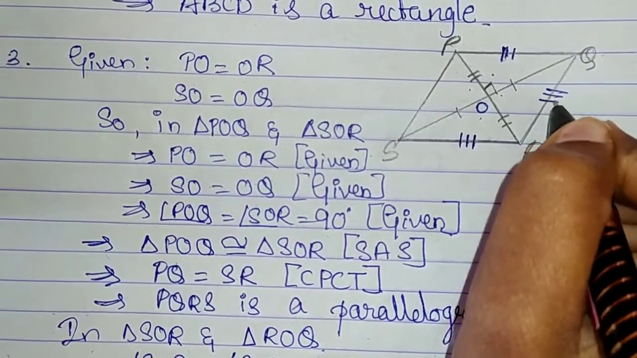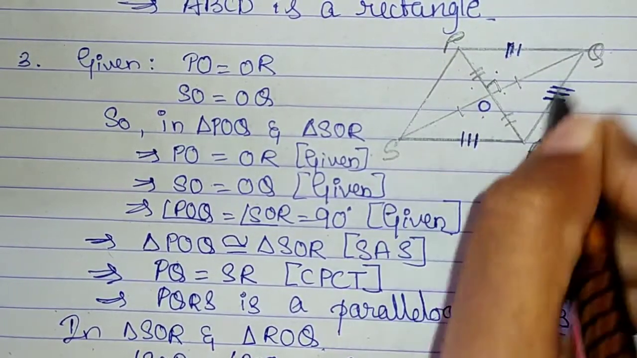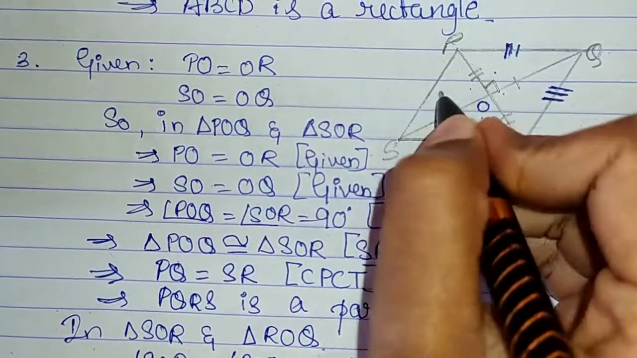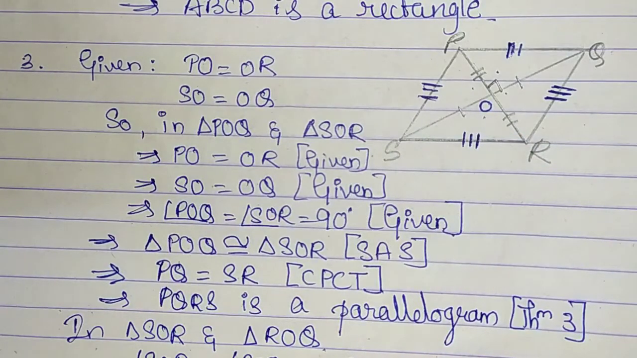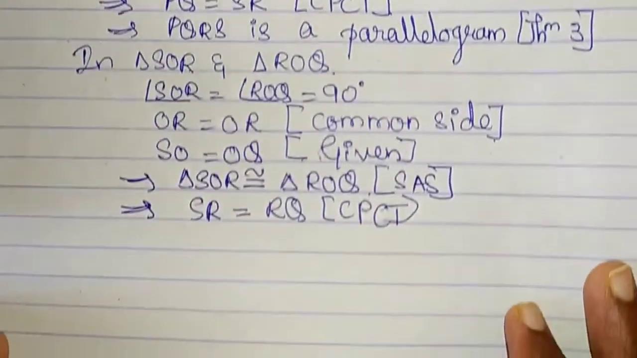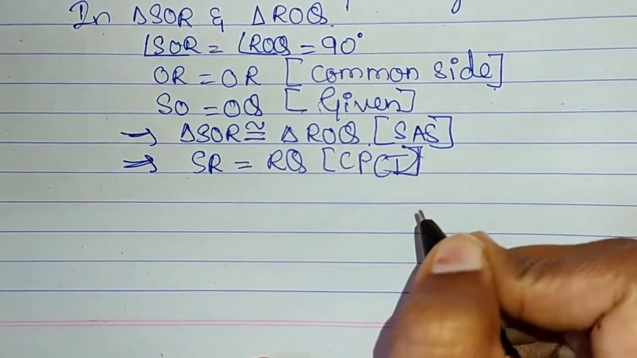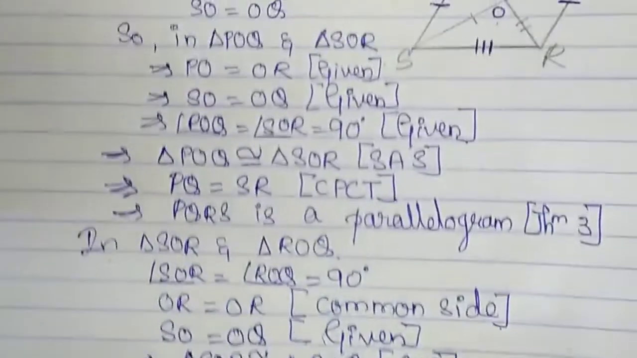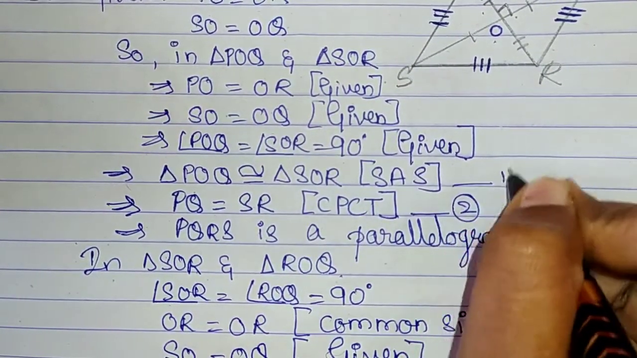That means SR is equal to RQ. That means the adjacent sides are equal to one another. Since it is a parallelogram, RQ is also equal to SP, opposite sides. So all the sides are equal to one another. Name this as result 3, this as result 2 and this as result 1.